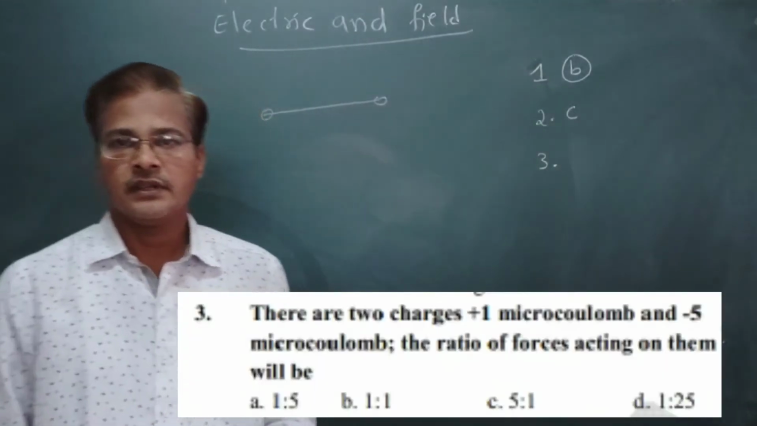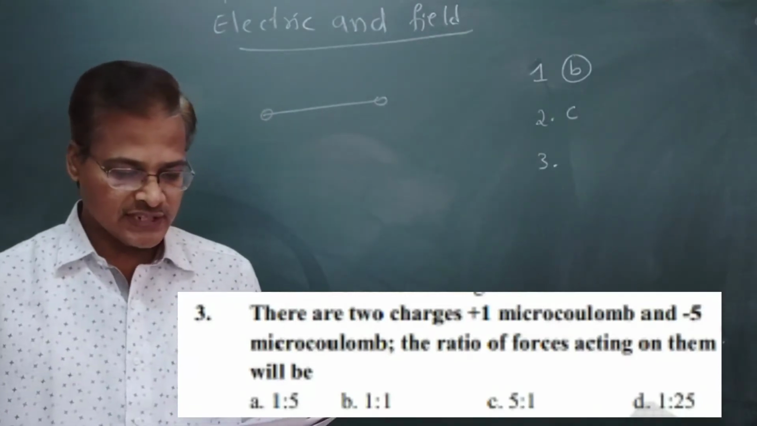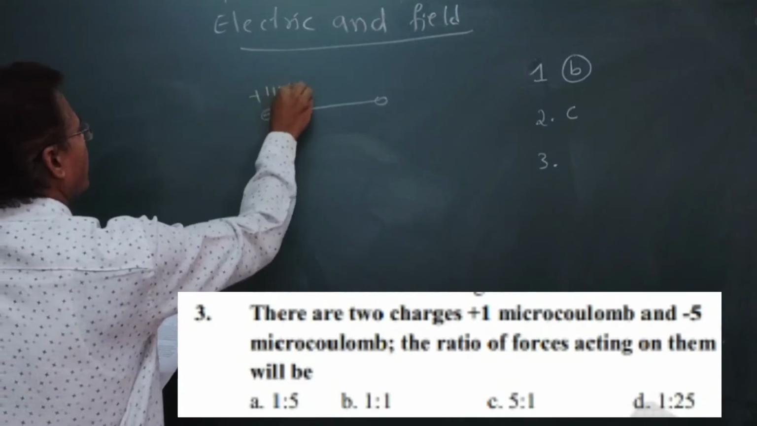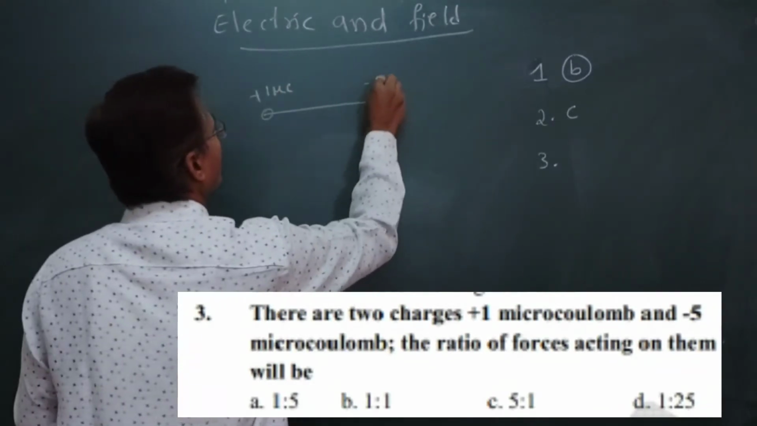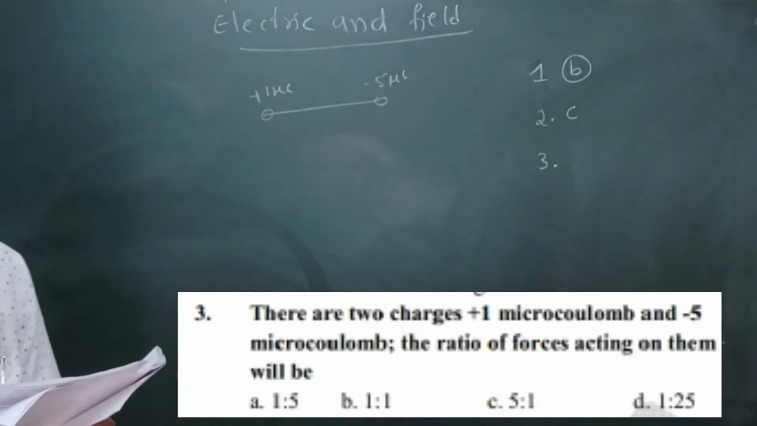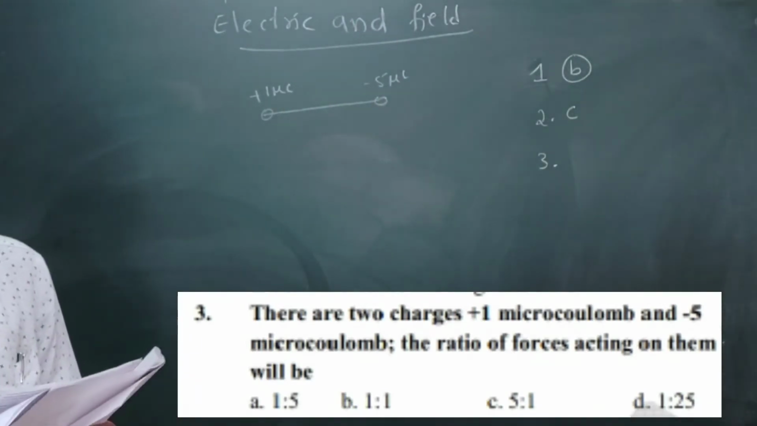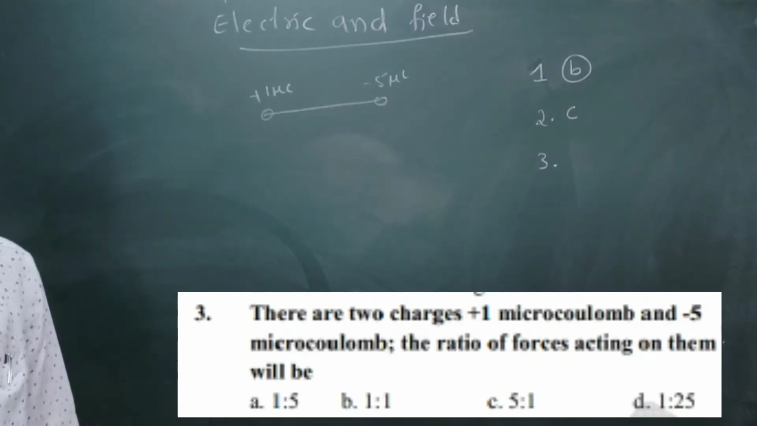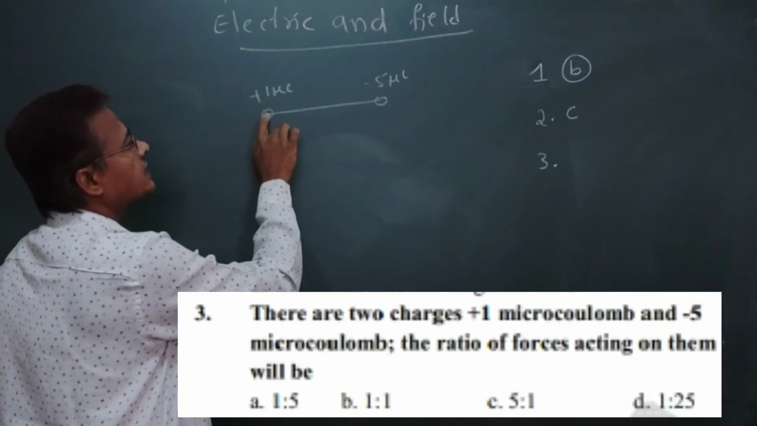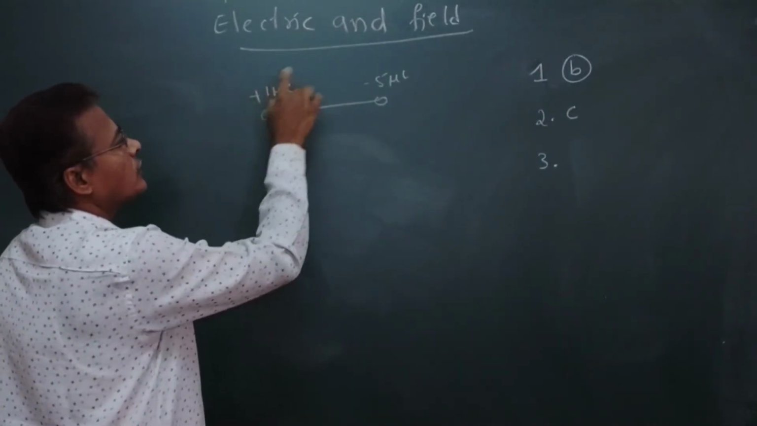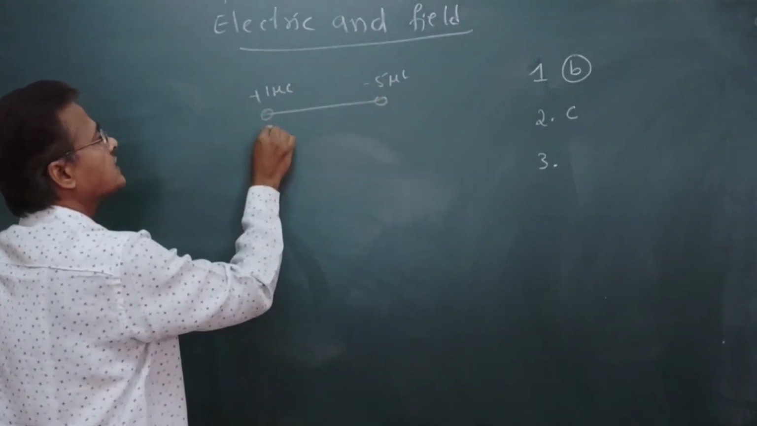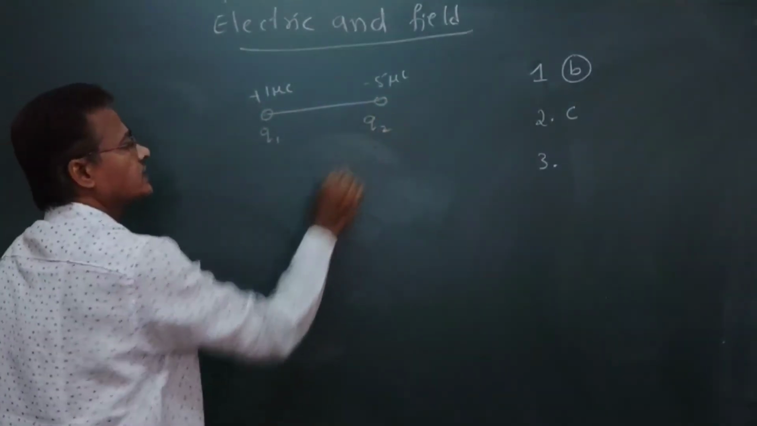Third question: there are two charges, plus 1 microcoulomb and minus 5 microcoulomb. So what is the ratio of the force acting on them? Here we consider the charge plus 1 microcoulomb on the minus 5 microcoulomb, or minus 5 on the plus 1. So that is Q1 and Q2.